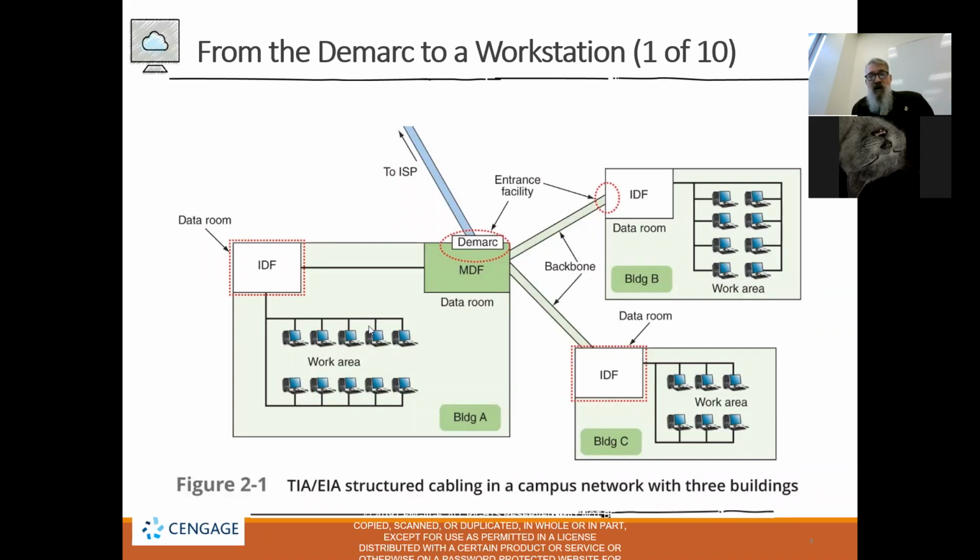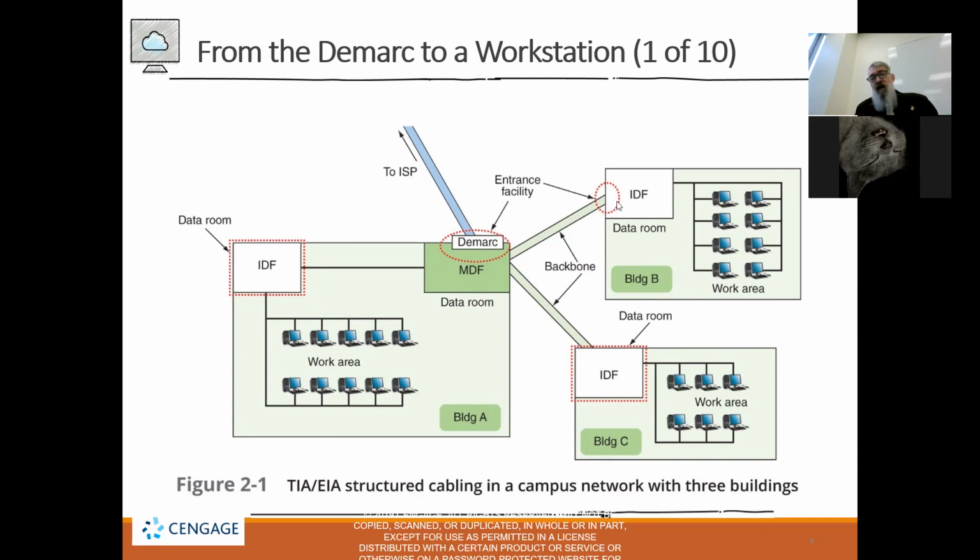Now, throughout the college, we've got these things called IDFs, which are intermediate data frames, as opposed to the main data frame. The main data frame is attached to the demarc, and connecting the IDFs with the MDF is the backbone. That cabling would be fiber optic cabling at our college. Generally, you have to have a high bandwidth cable to do that because it's carrying a high bandwidth of communication.